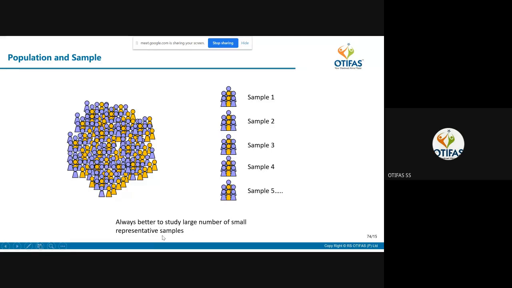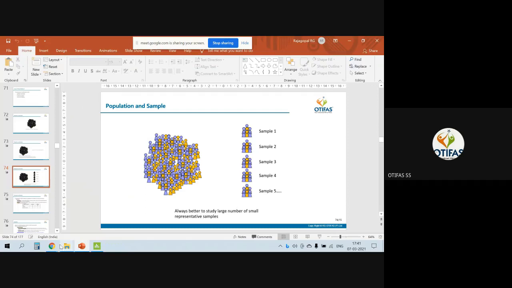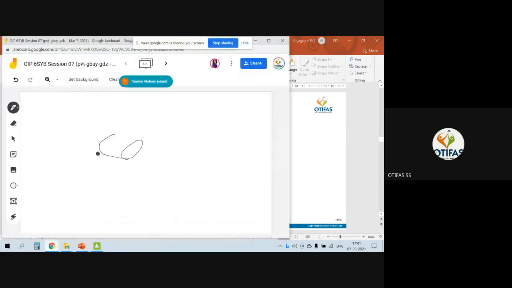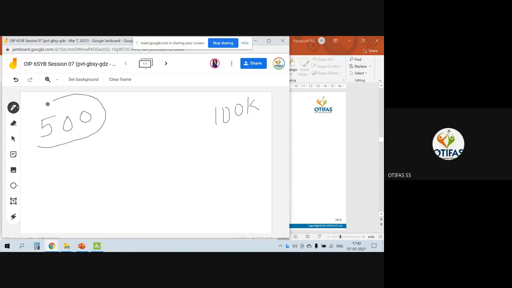Always better to study a large number of small representative samples. What does it mean? Now I have to go to the whiteboard. Here is the whiteboard. Now suppose I'm going to study 500 people. There's a population of about 1 lakh people, 100,000. Out of this 1 lakh people, I'm going to study 500 people.